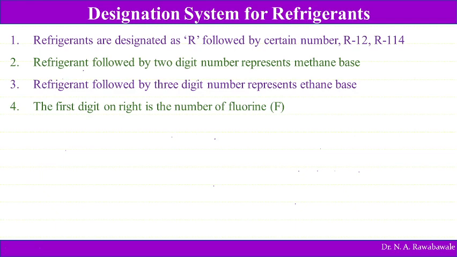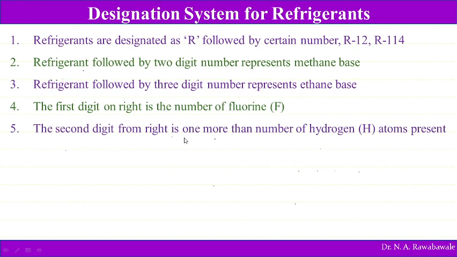Then the first digit on the right side is the number of fluorine atoms. In R114, the first digit 4 is fluorine. In R12, 2 represents the number of fluorine atoms. Then the second digit from the right is 1 more than the number of hydrogen atoms. So here the second digit is 1, here the second digit is 1, so it is 1 greater than the number of hydrogen atoms. Say hydrogen atoms are 0, then 0 plus 1 is 1, that means there is no hydrogen atom in these two compounds. So the second digit from the right represents 1 more than hydrogen atoms.